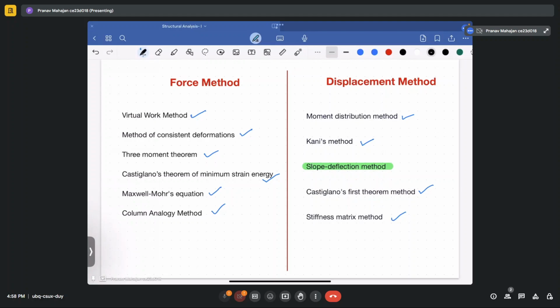So we said that there are different methods available for the force method as well as for the displacement method. For the force method, it can be calculated using the virtual work method, consistent deformation, or the three moment theorem. Some of the methods listed here you have already covered. And for the displacement method, you will cover the MDM as well as the Tani method in the coming week.